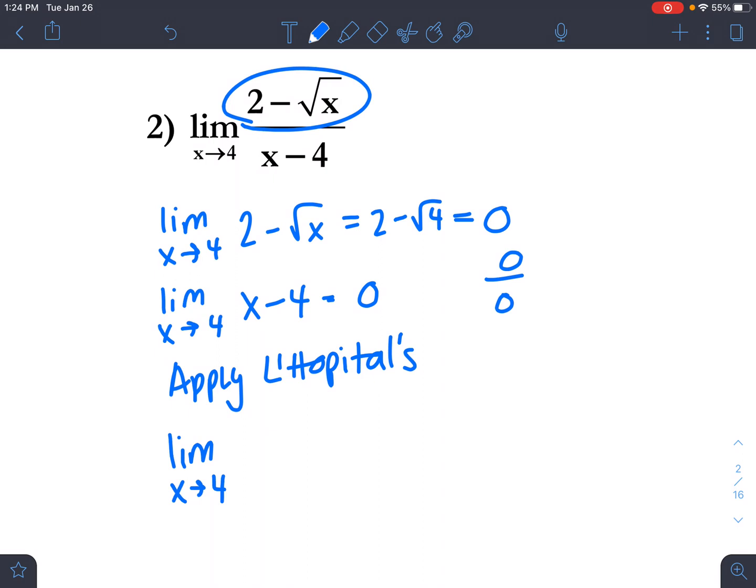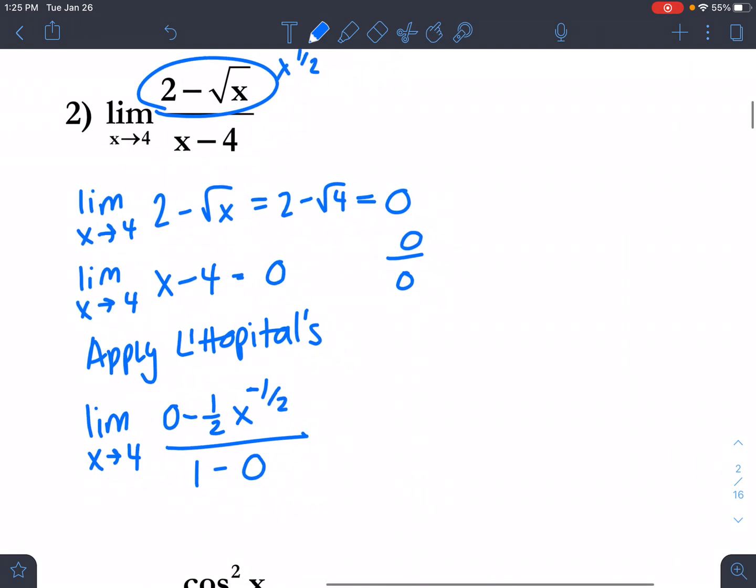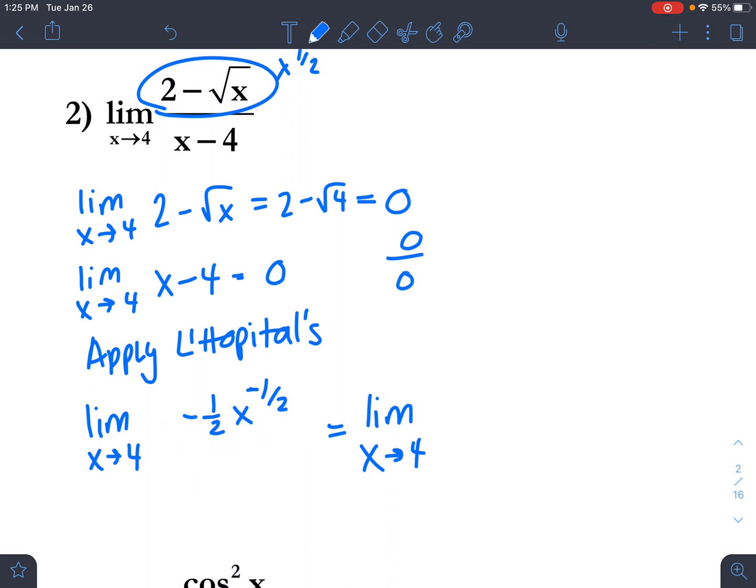Derivative of the top here would be 0 minus, this is x to the 1/2, so it would be 1/2 x to the negative 1/2. Divided by, this would be 1 minus 0 as your derivative at the bottom. So let's clean this up a little bit. This would just be 1, so basically it disappears. That 0 would be gone, 0 minus this. So negative 1 over 2 root x is the same thing as x to the negative 1/2. We try plugging in 4, negative 1 over 2 root 4, and that gives me negative 1/4.